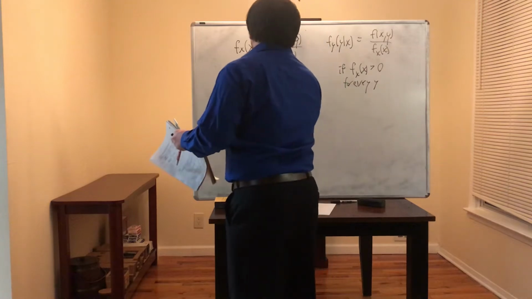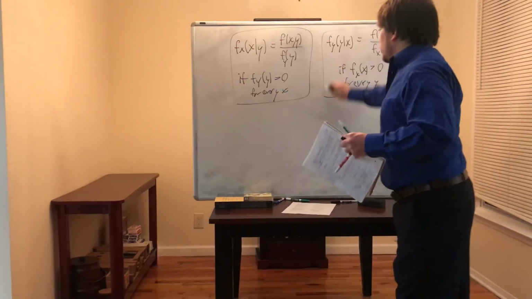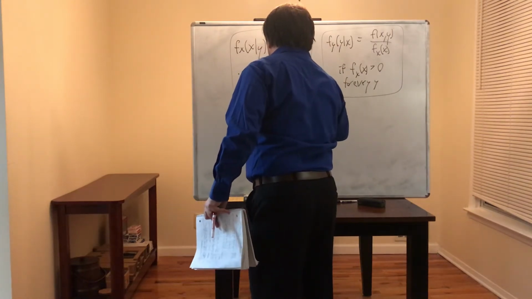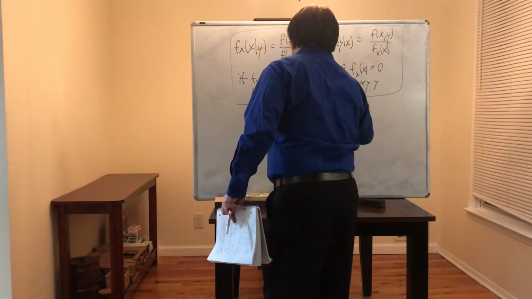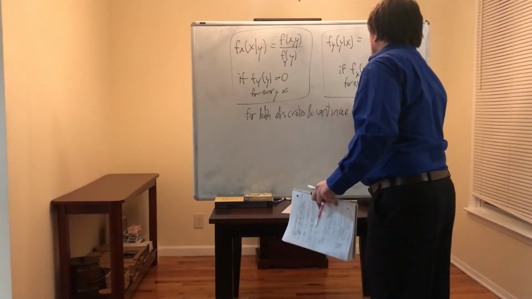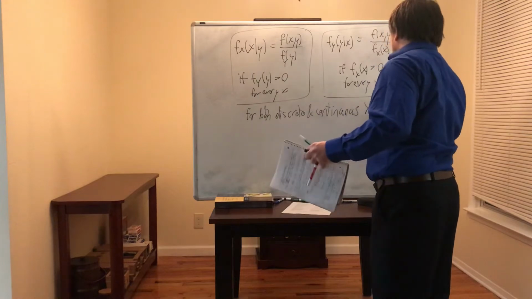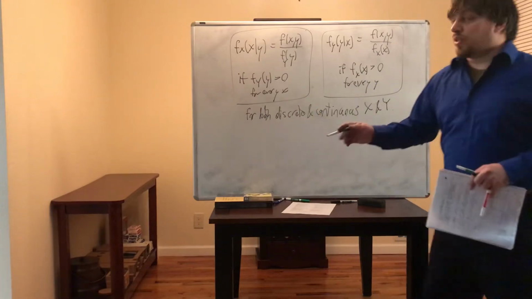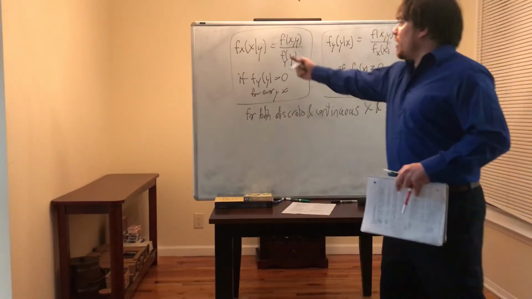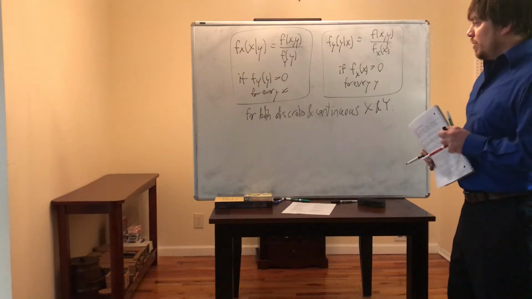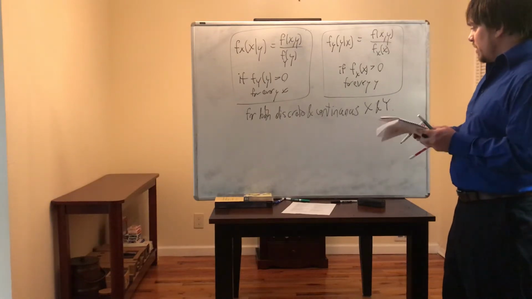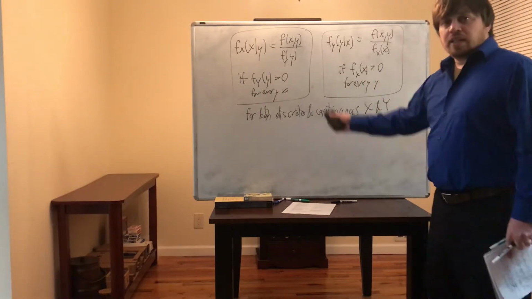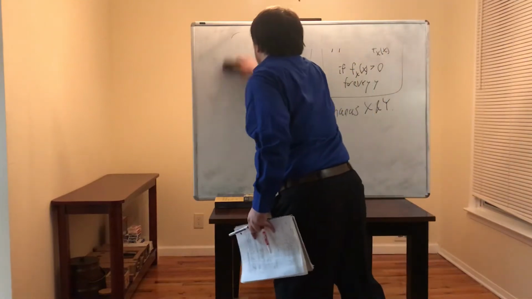And both of these things are true for both discrete and continuous random variables x and y. Okay, so you'll find the values of these f's will be different, but these two equations will be the same, with those conditions, for both discrete and continuous x and y. Okay. Good.